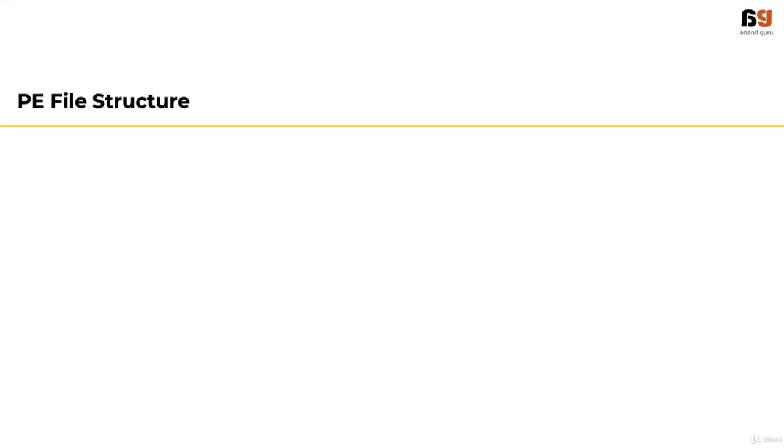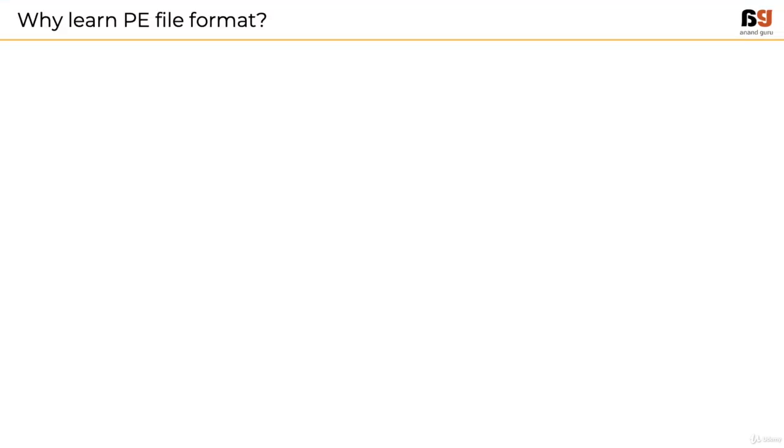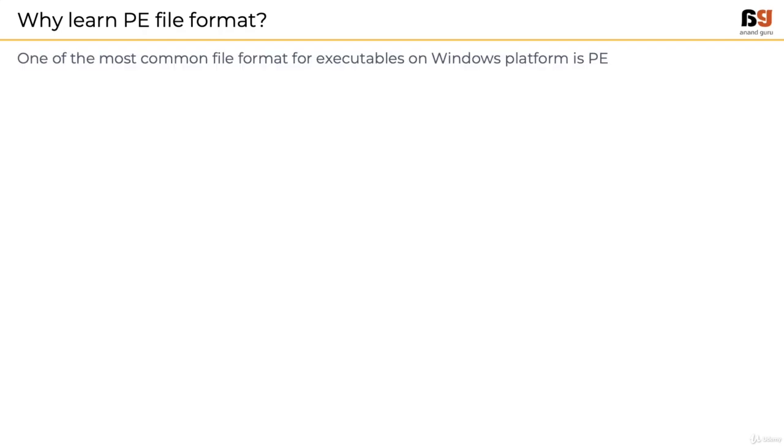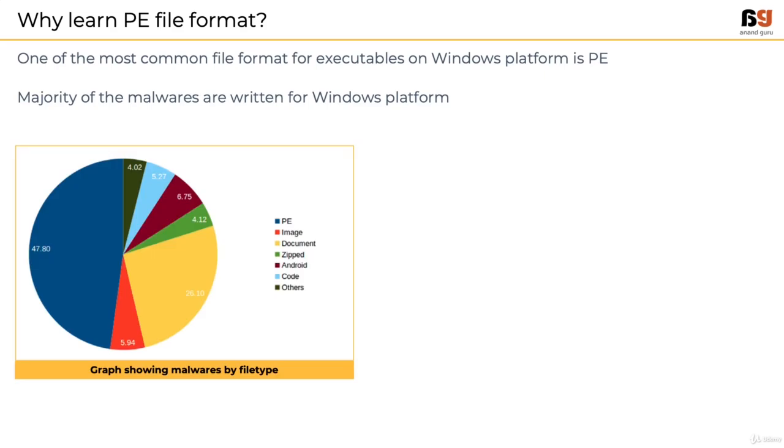Let's start by understanding why one should learn about the PE file format. The primary reason is that PE is one of the most common file formats for executables on the Windows platform. And because the number of people using the Microsoft operating system is huge, usually we see more malware written for the Windows platform. Here is a graph that shows almost 50% of the malware written is in PE file format, followed by document types like Word, PDF, PPT, etc. Considering all these factors, it is worth investing our time in learning about the PE file structure.